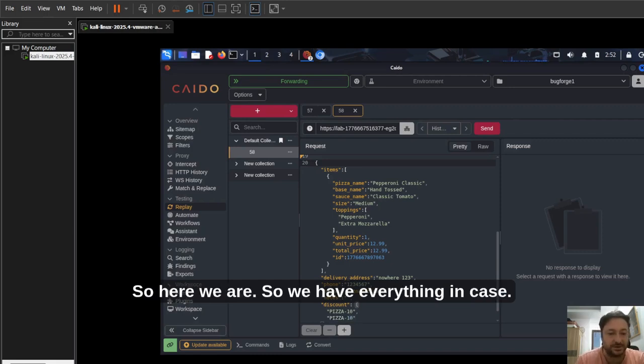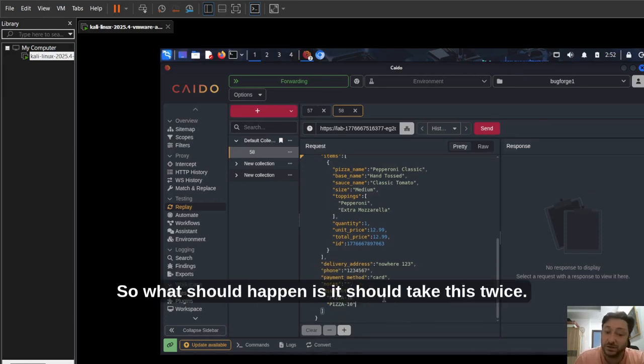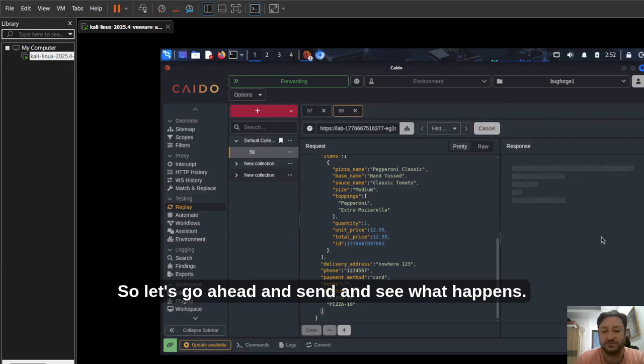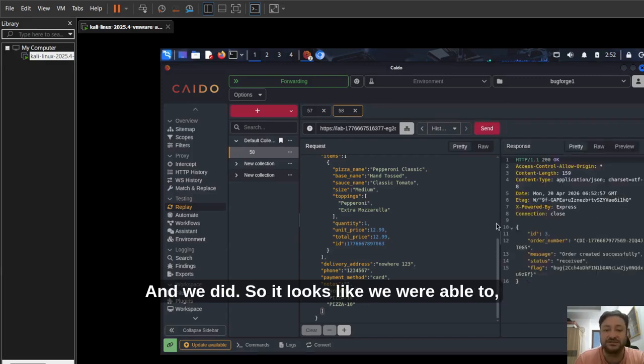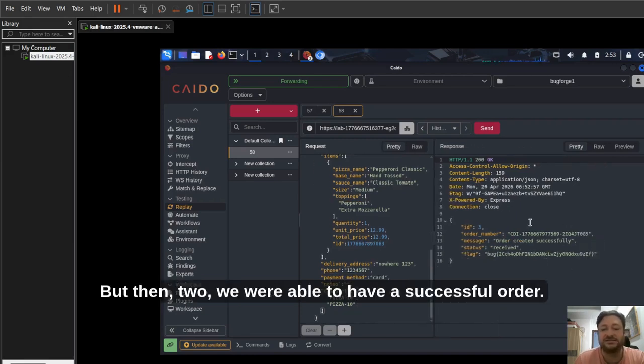All right, so here we are. We have everything encased in our brackets. What should happen is it should take this twice. So let's go ahead and send and see what happens. And it worked. We were able to find a flag, and also have a successful order.